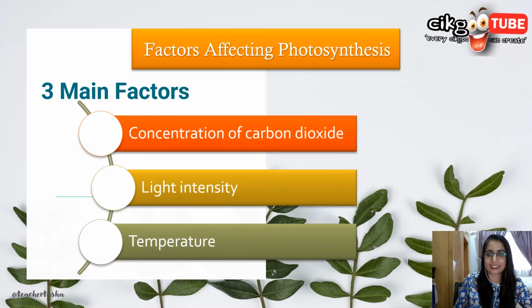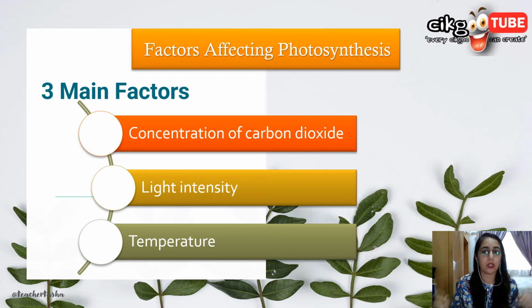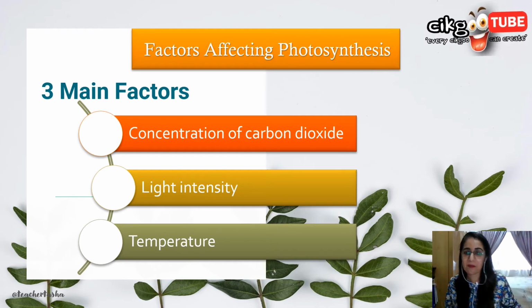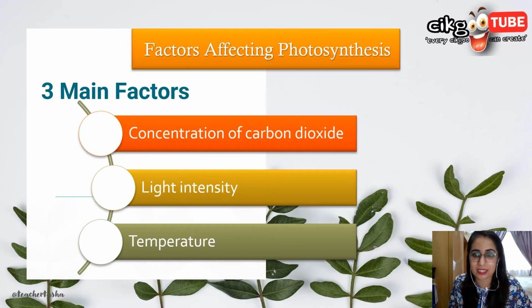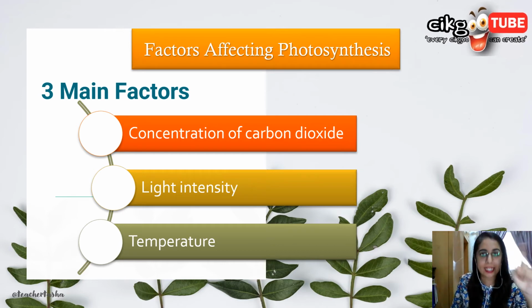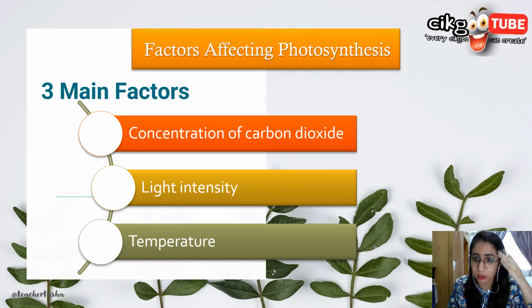Okay, done. Now we are going to go into factors affecting photosynthesis. Is it too much? If it's too much, just pause the video, go and grab water to drink or something, then come back. Don't go out from this lesson. So now, factors affecting photosynthesis. There are three main factors that we are going to see: concentration of carbon dioxide, light intensity, and also temperature. These three things, enough. Too many to remember, right?